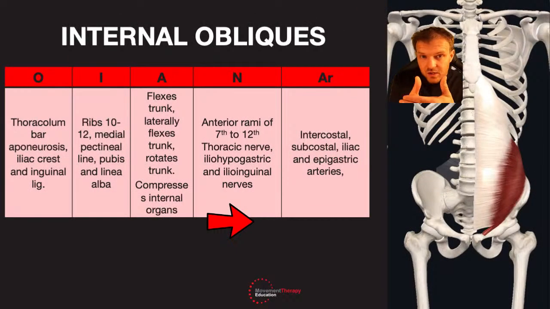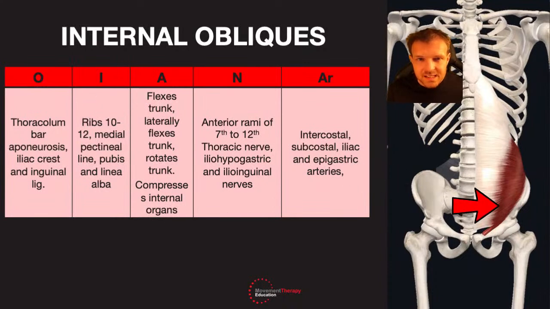Then you've got your internal obliques, and oblique just means in an oblique direction. Your internal obliques also attach, and again, you might have seen these before but not really noticed, on the first bit of the inguinal ligament, which is here, but there is a gap here. And then it attaches onto the pubis again.